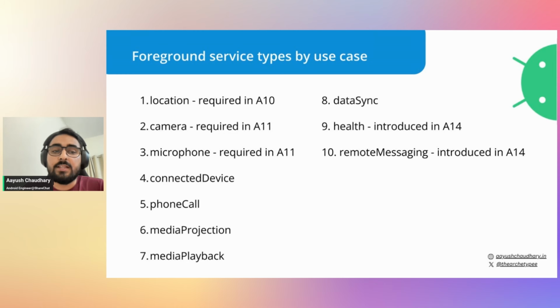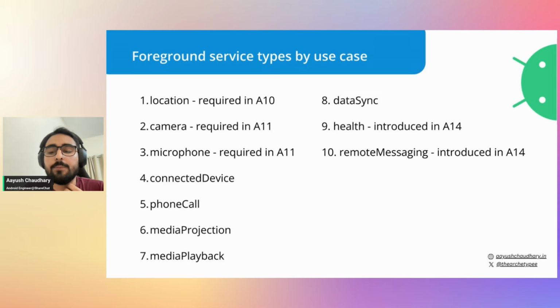To interact with external devices that require connection, like Bluetooth, NFC, or any other network connection, you can use connected device. If your app needs to continue an ongoing call using the connection service API, then you can use phone call service type. Then there's media projection. If your service needs to project display on an external device, use this. We have data sync to transfer any data such as downloading or uploading. This might be removed in future in favor of user initiated tasks and download manager.